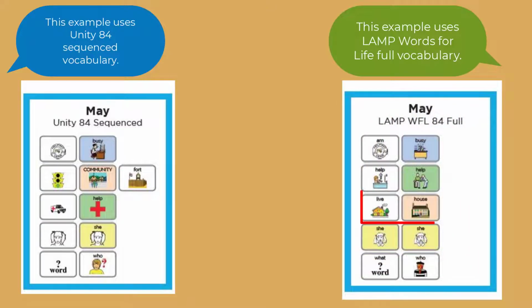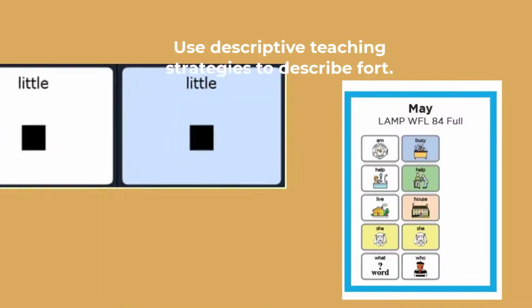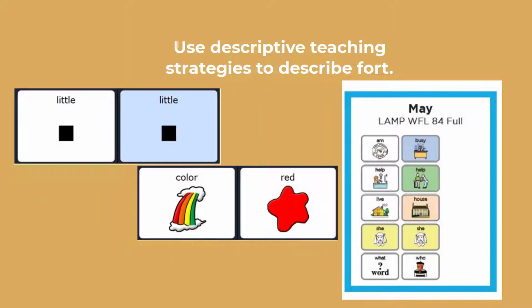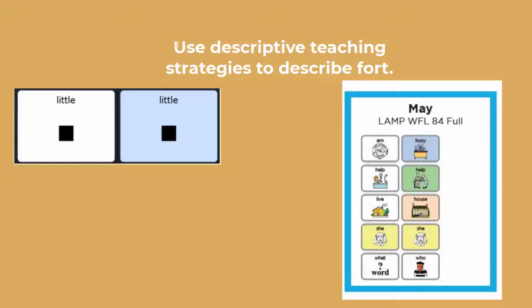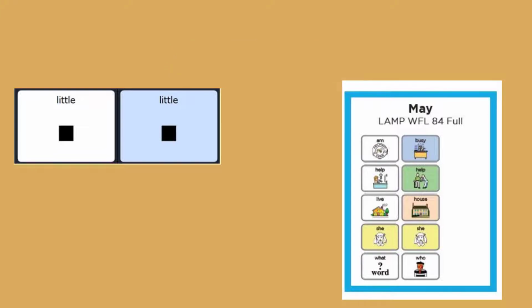You'll notice the Lampboards for Life vocabulary does not have the word fort. Instead, it has the word house. This is because the Lampboards for Life vocabulary does not come with the word fort programmed. However, you can add that word if you'd like, or you can use descriptive teaching methods to talk about the word fort. You could use words like little, red, and house. Use these words on the speech generating device as you read the story this month to model for the communication learner. This helps our AAC communicator learn how to use these words when talking about the story.